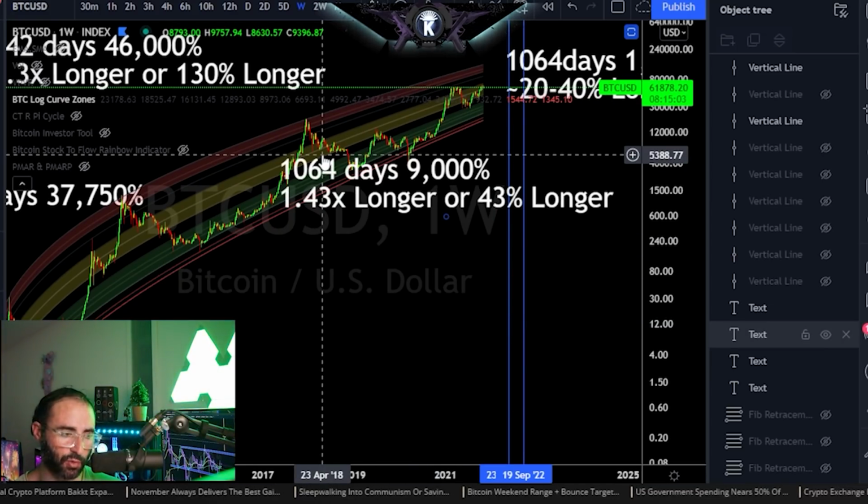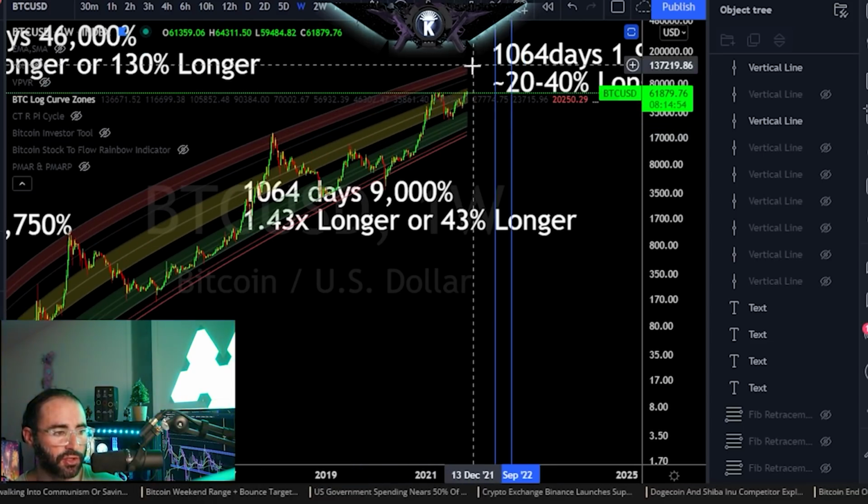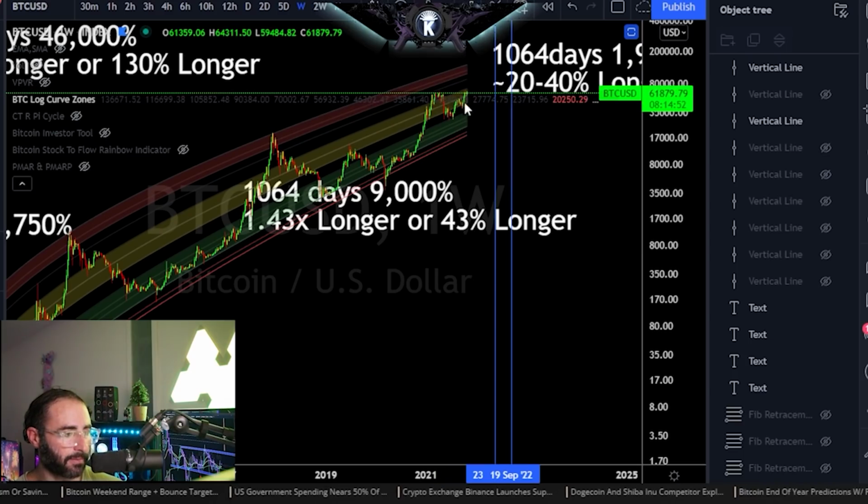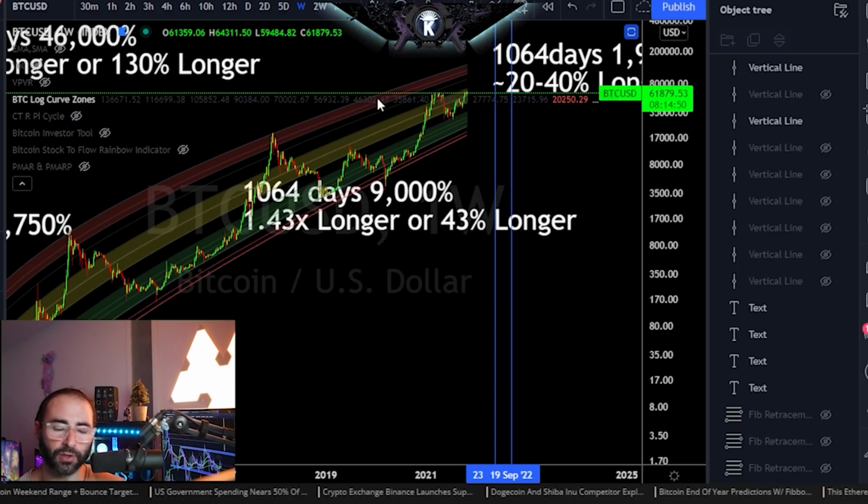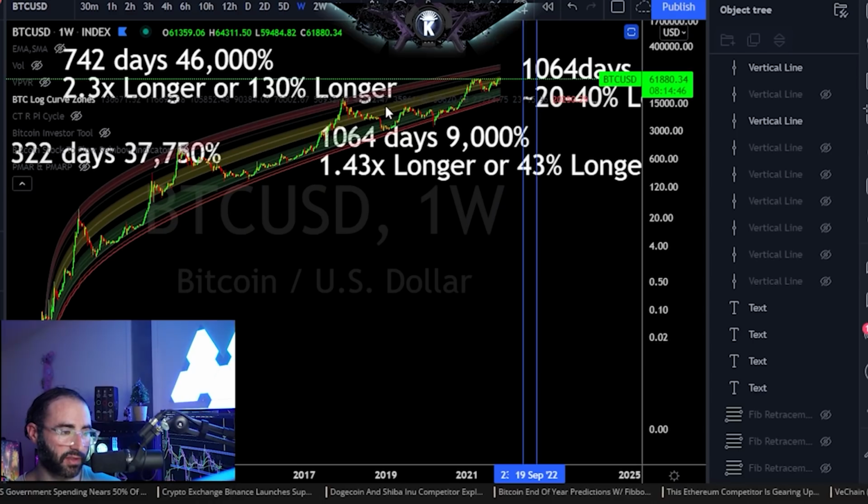Could it be a little bit more than that? Certainly. Could it be a little bit less than that? Certainly. Well, but I think that this gives us a generalized idea. Now, what we can do with this is take it one step further by entertaining potential highs, or sorry, the high marking price for this cycle.